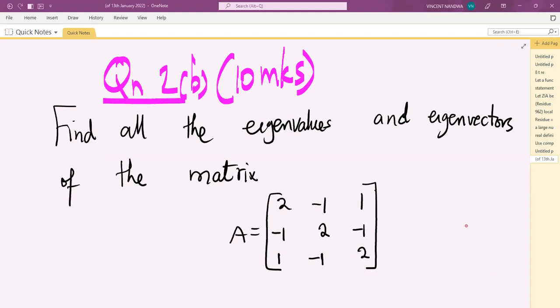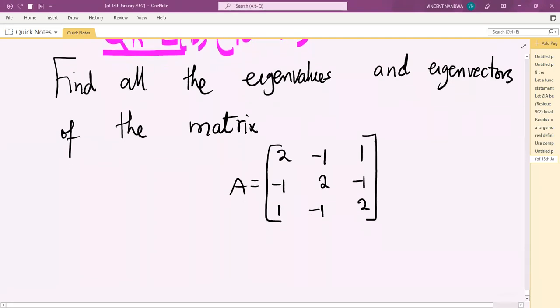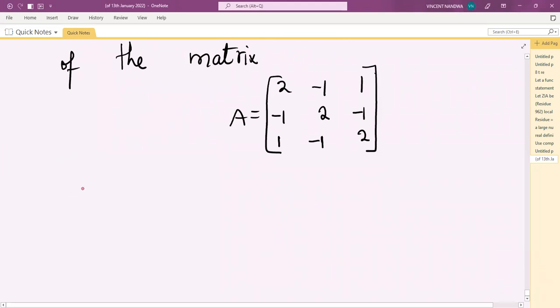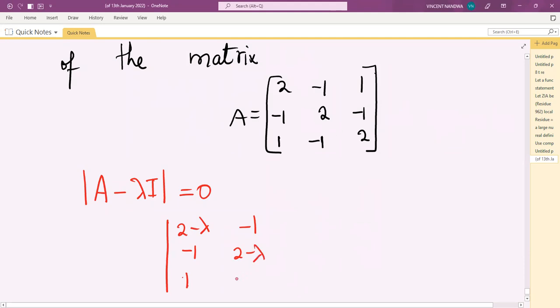So let's solve the problem. We start by forming the characteristic equation given by the determinant of A minus lambda I equals 0. This will be given by the determinant of 2 minus lambda, minus 1, 1; minus 1, 2 minus lambda, minus 1; 1, minus 1, 2 minus lambda; equals 0.